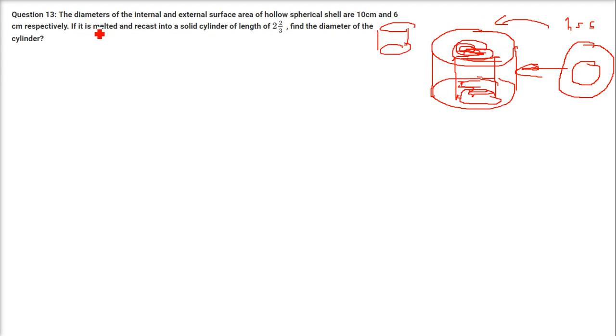So now the diameter of internal and external. The internal diameter is 10 centimeter, and external 6 centimeters. So outer one is 10, and this is 6. So 10 is the diameter. So radius will be 5. External, and our internal is 6 by 2 will be 3. So the volume of this one will be the volume of this one.